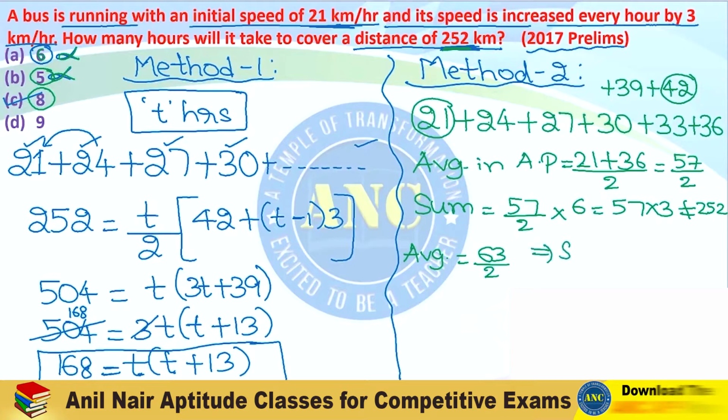But if you want to get the sum, it is nothing but average multiplied by number of terms. 63 by 2 multiplied by 8 terms. So it is 63 into 4. 63 into 4 is definitely equal to 252, which is what is given in the question. Therefore, my assumption of 8 is absolutely the right answer.